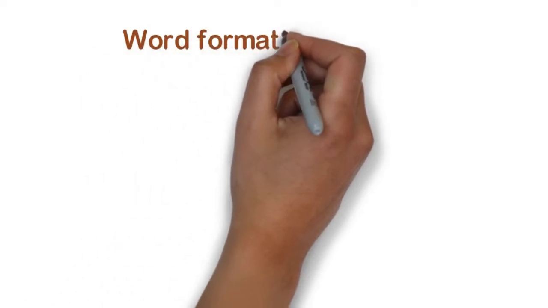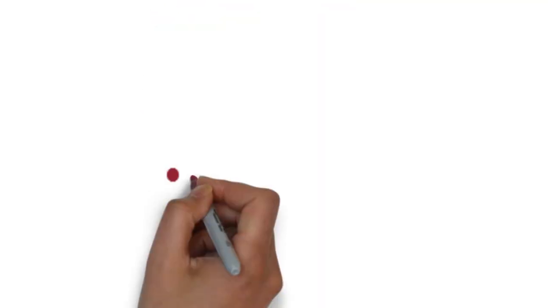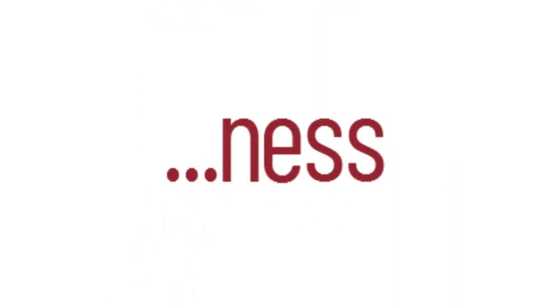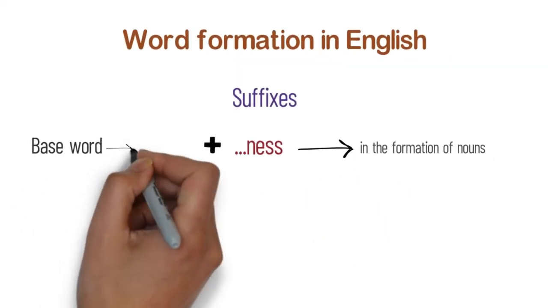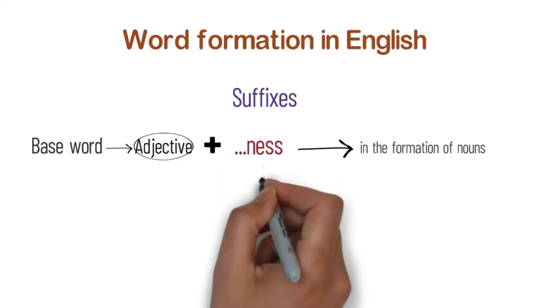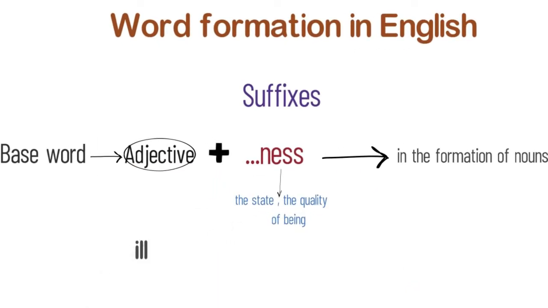We continue our lesson about word formation in English using suffixes. Today's suffix is ness. Ness is used in English to form nouns. It's added to a base word that must be an adjective. Ness means the state or the quality of being.